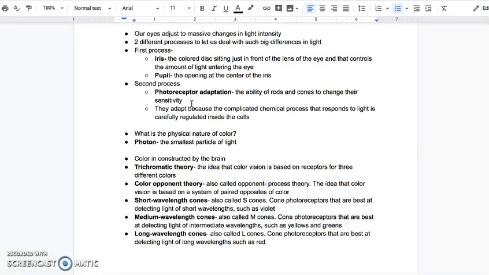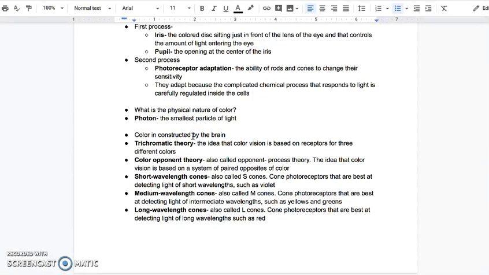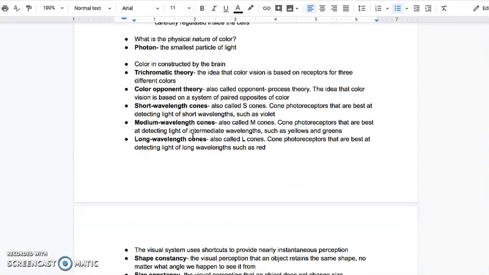The second process to let us deal with such big differences in light is photoreceptor adaptation, which is the ability of rods and cones to change their sensitivity. They adapt because of the complicated chemical process that responds to light. It is carefully regulated inside the cells.